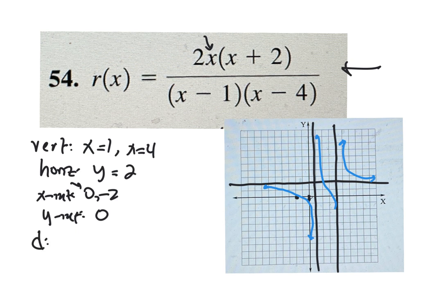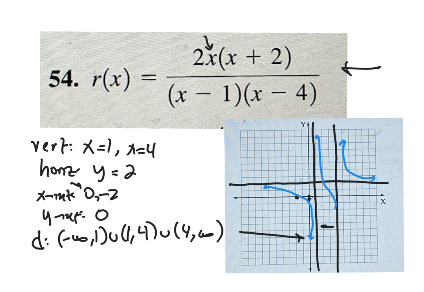Okay, domain is how far left and right your graph goes. So watch how I write this. It goes left forever until it gets to the first vertical asymptote, which is at positive 1. It doesn't touch positive 1, so I do parentheses. Then it jumps and goes from 1 to the next asymptote, which is at 4. This is that section right in there. Again, parentheses. Then it goes from 4 to forever. So that's how I have to write the domain, all those pieces. So that's one new part.